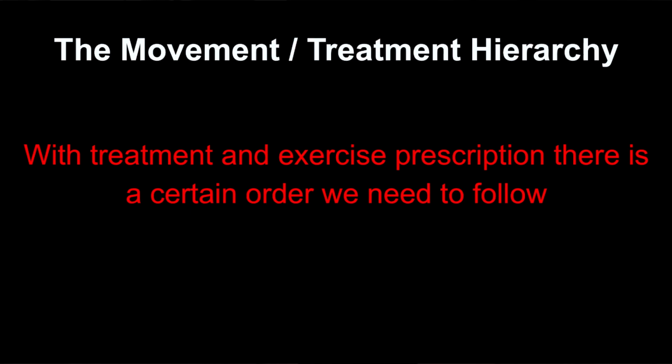But with respect to our treatment, and certainly with respect to our exercise prescription for these patients, there is an order that we need to follow. And I think of this as sort of a treatment or movement hierarchy. It's like an order of operations that we would use in math. We need to do certain things in a certain order in order to make sure we are arriving at the desired result and the desired solution. And if we get the order of operations wrong, it's not going to give us the correct result that we're looking for. Now, with respect to musculoskeletal pain and injury, the treatment and movement hierarchy goes something like this.